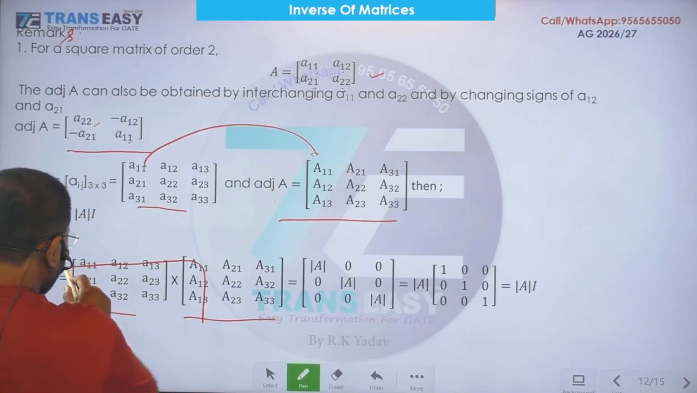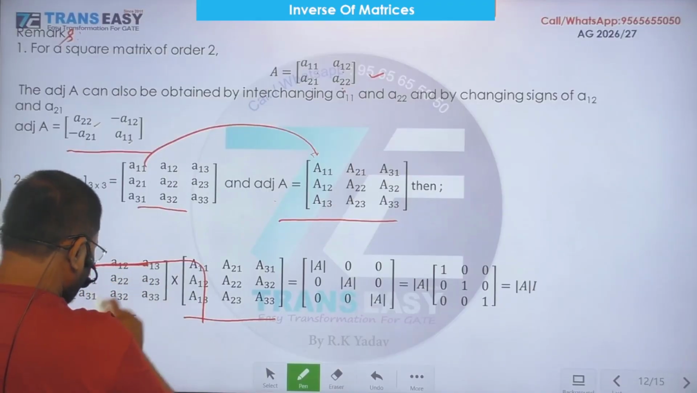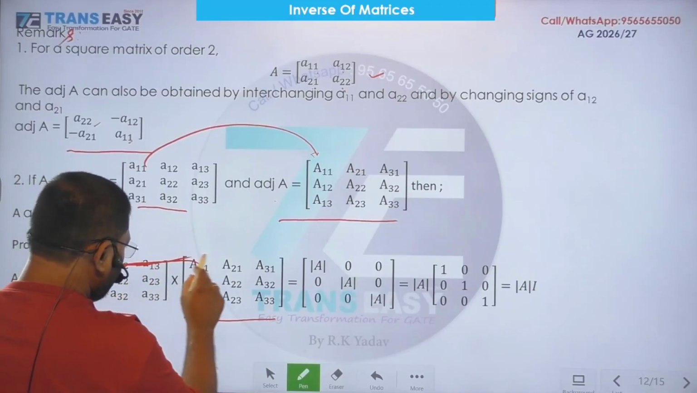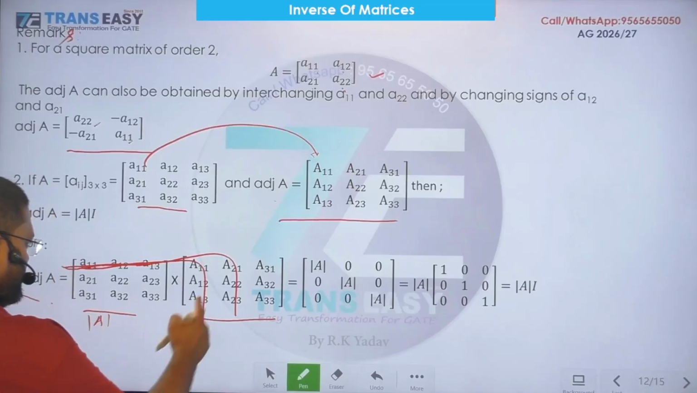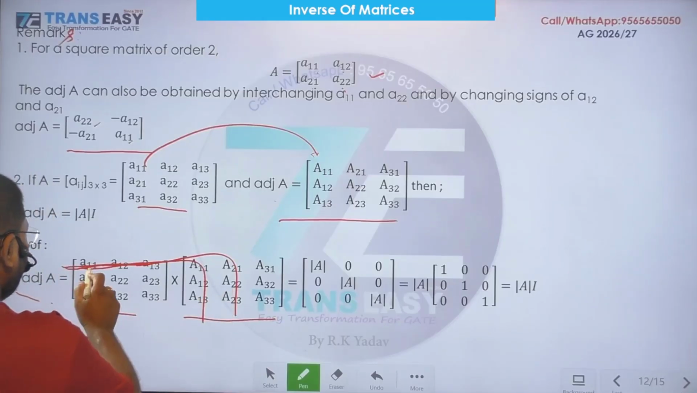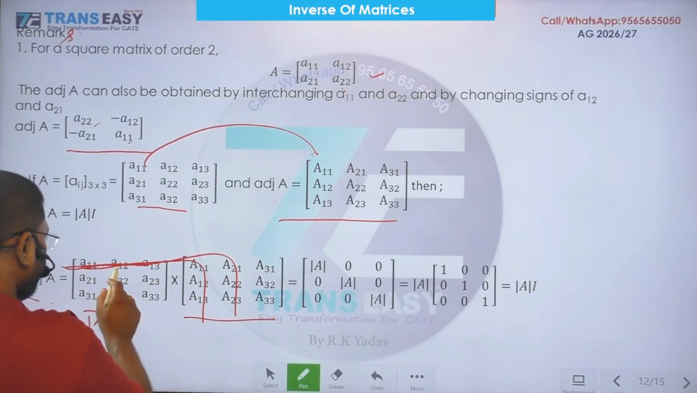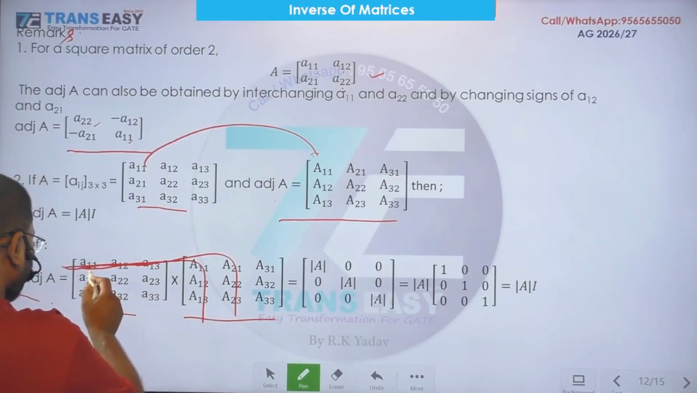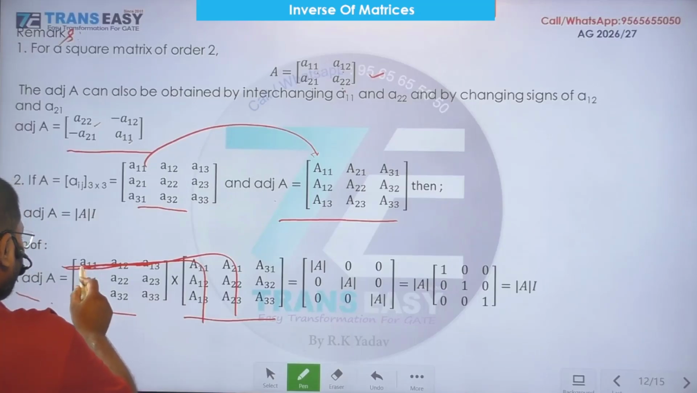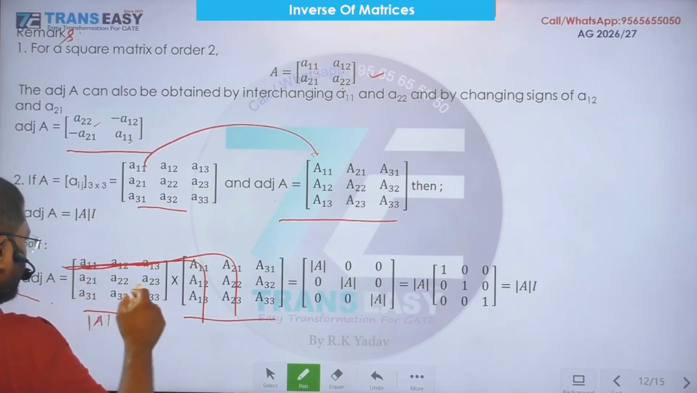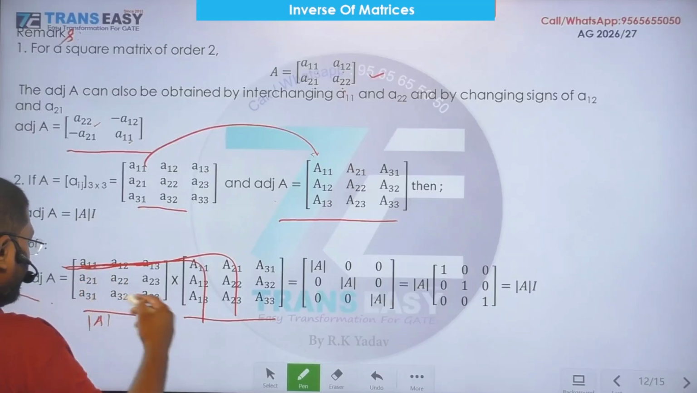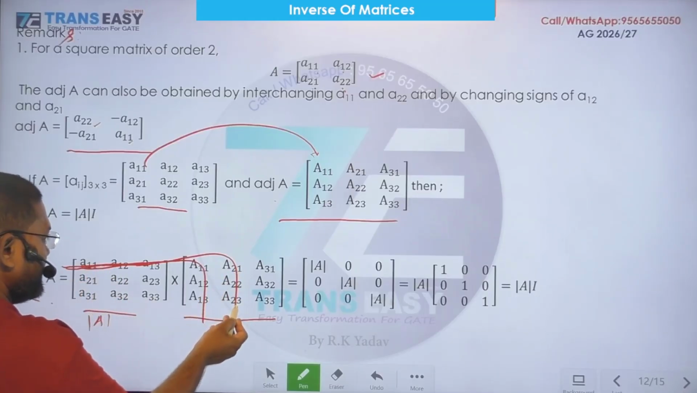A11, now repeat the same multiplication technique with the second column elements of the second matrix. A11 into A21, A12 into A22, A13 into A23. We are multiplying elements of the first row with cofactors of the second row, and we are adding all this.